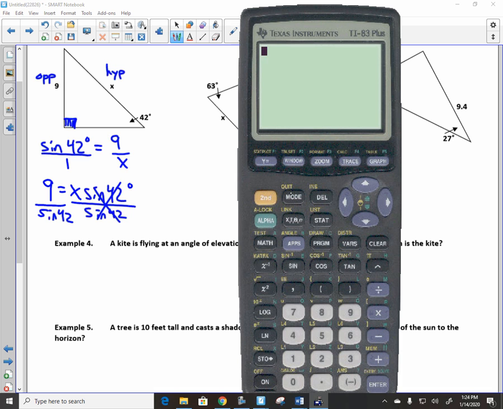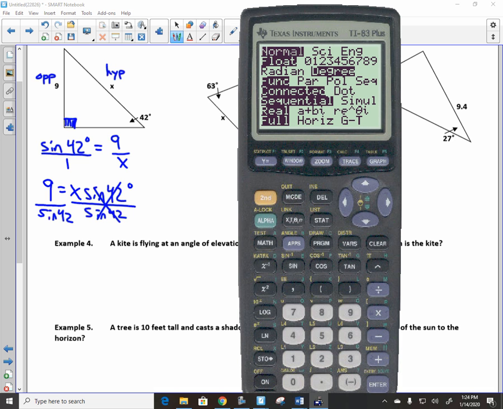First of all, if anybody has a calculator that looks like mine, your calculator has 2 ways of working. It can work in radians or degrees. Press mode, and it will tell you which one you're working in. I'm currently working in degrees. If you're working in radians, just go down and move over and select degrees.